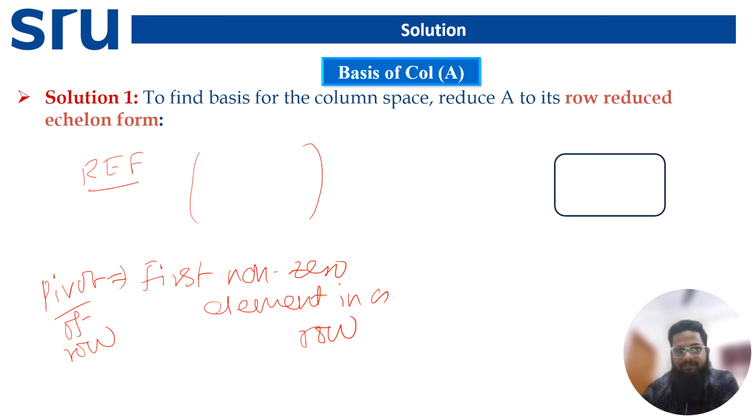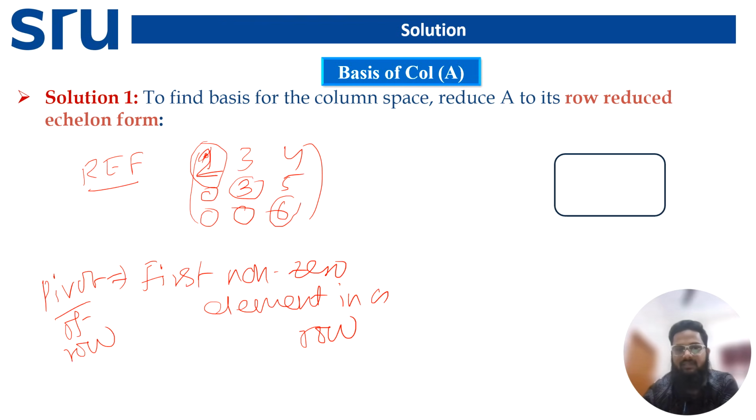So for row echelon form, if we see the first non-zero element here, suppose this is 2, 3, 4, the elements below the pivot must be 0. If this is the first non-zero element in the first row, the elements below must be 0. Now I am taking the second pivot in the second row. Again, the elements below this pivot must be 0. And if you take 5 here, suppose here I am taking the third pivot.